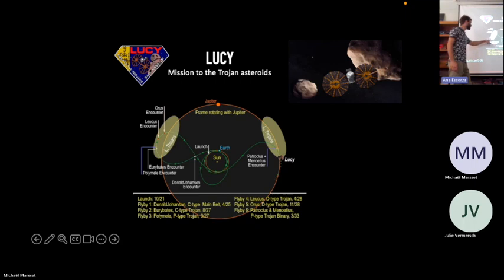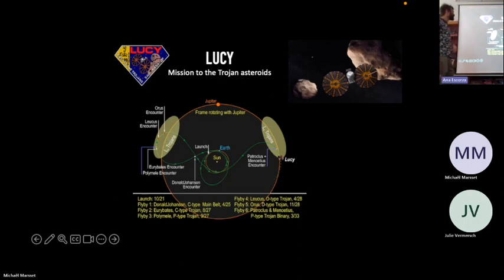It will do 4 encounters of, I think, 5 objects, because one of them is a binary. Then it will go back around the sun, get another swing, and be sent to the trailing cloud of Trojans to see the binary system Patroclus-Menoetius. I'm not sure how to pronounce that, and that will happen in 2033. It's a very long mission.